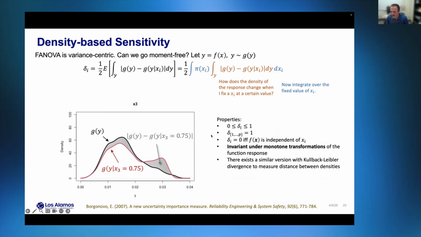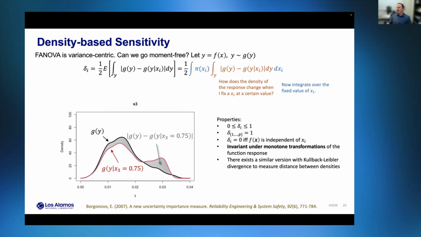Some of the nice properties, and I think one of the most important ones, is that this is invariant under monotone transformations. So if I were to transform f of x or y, this comes up a lot when I want things to be positive and I want to make sure that I keep things positive. So maybe I consider the log of y. If I were to do the Sobol decomposition with the log of the response instead of the original response, I could get a pretty different Sobol decomposition. Under this approach, it's going to be the same under a monotone transformation like this.